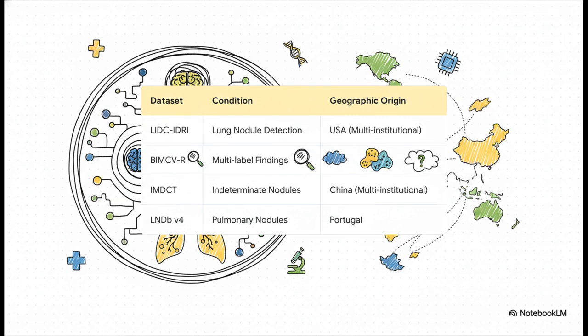And it's not just about quantity, it's about the diversity. These datasets cover a whole range of medical conditions, and they come from institutions all across the globe, from the US and Spain to China and Portugal. And that global scope is absolutely crucial for building AI models that actually work for everyone, everywhere.